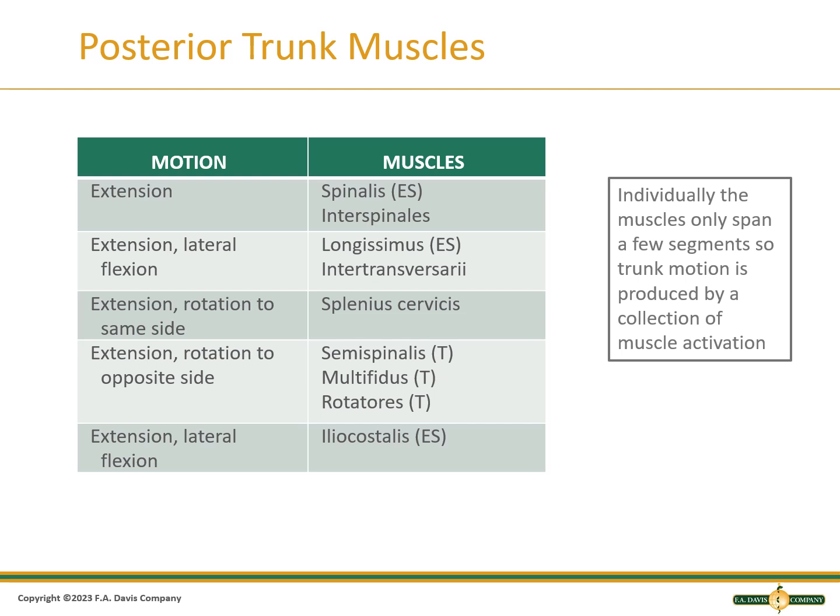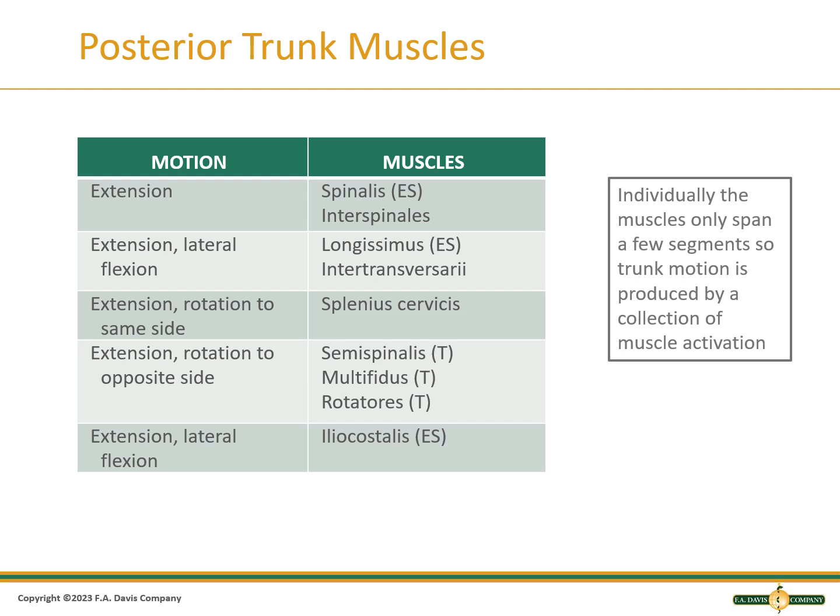Our posterior trunk muscles run a couple levels at a time and serve to cause a whole bunch of different motions based on their line of pull. Individually, the muscles only span a few segments, so trunk motion is produced by a collection of muscle activation. If we look at the muscles that contribute to extension, we're looking at the spinalis group of our erector spinae and our interspinalis muscles.